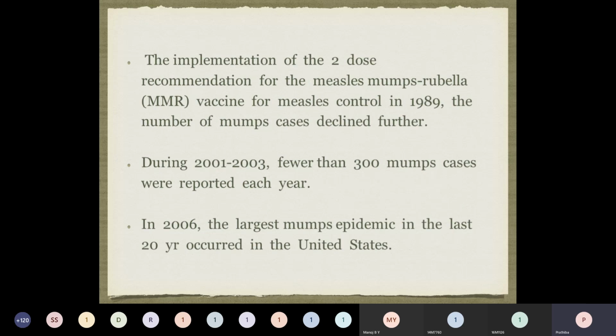With the epidemics, they started implementing 2 doses of the measles, mumps, rubella vaccine, starting in 1989. Followed by that, there was a decline in the number of mumps cases. In 2001 to 2003, we noticed that fewer than 300 mumps cases were reported each year. By 2006, the largest mumps epidemic in 20 years occurred in the United States.